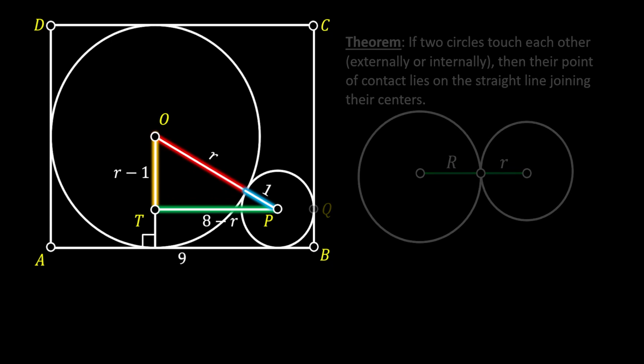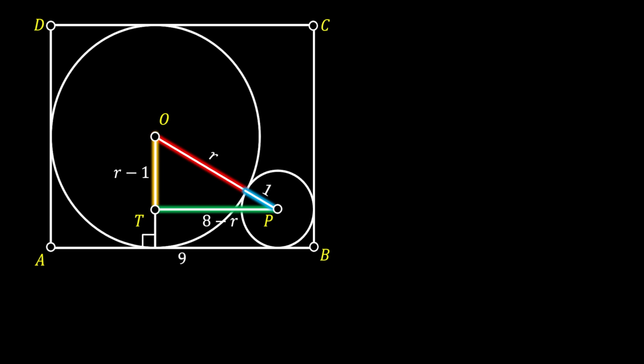Alright, so now let's clear our image a little bit and let's take a look at the triangle TPO. This triangle is a right-angled triangle. We know this because the line OT is perpendicular to the line AB. And since we know that the line TP is parallel to the line AB, this means that the angle at the point T must be a right angle. So, since this is a right-angled triangle, we can use the Pythagorean theorem.